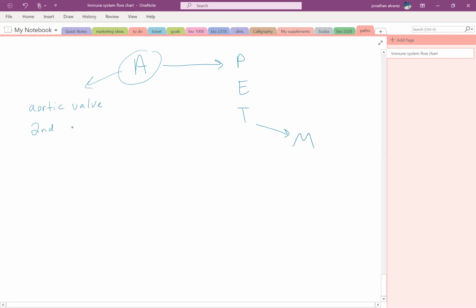Okay, now watch this. Second intercostal space on the right. Very important to know that. The aortic valve is best heard on the second intercostal space on the right.